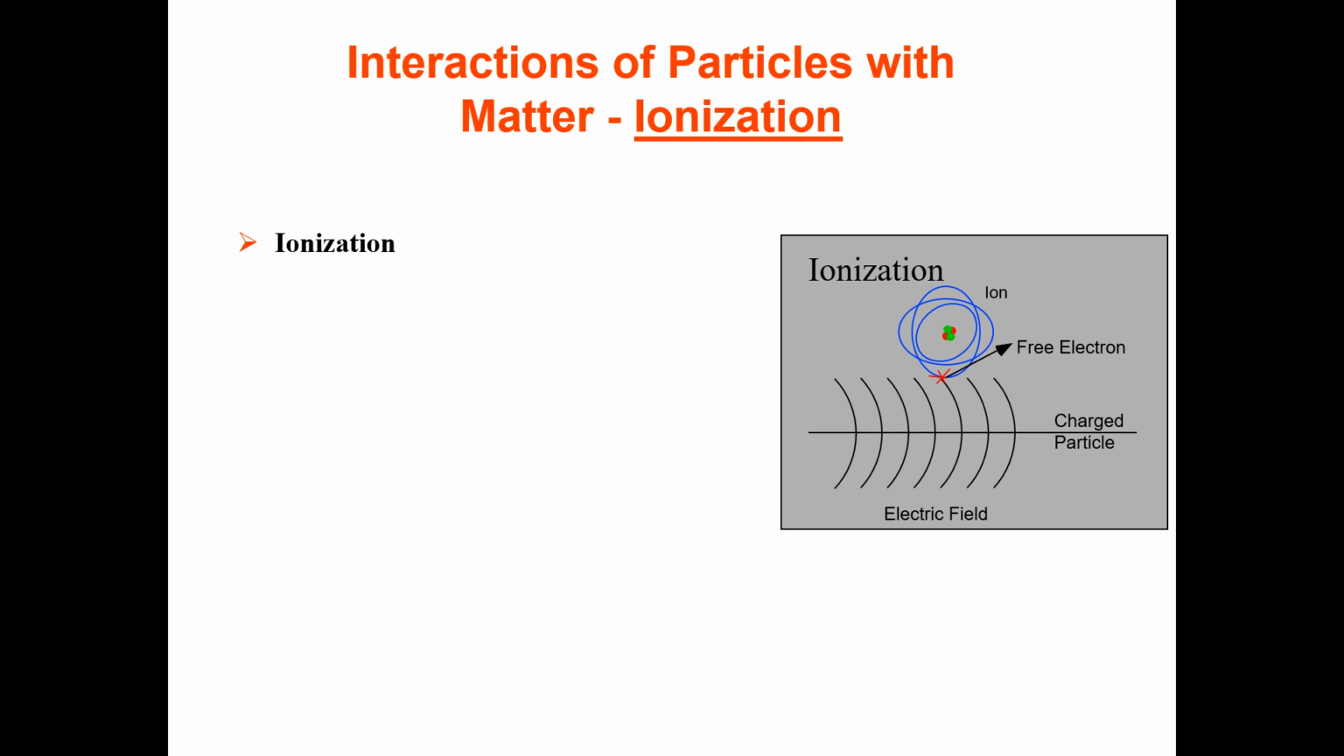Next we have an interaction of particles with matter. The terminology is ionization. Again, you can see the figure and observe what is meant by ionization. So let's have a proper definition for ionization. In ionization, an atomic electron is knocked out. The atomic electron is knocked free from the atom.